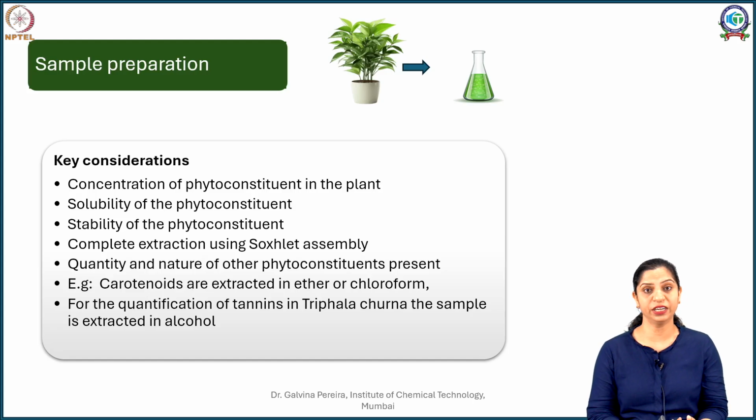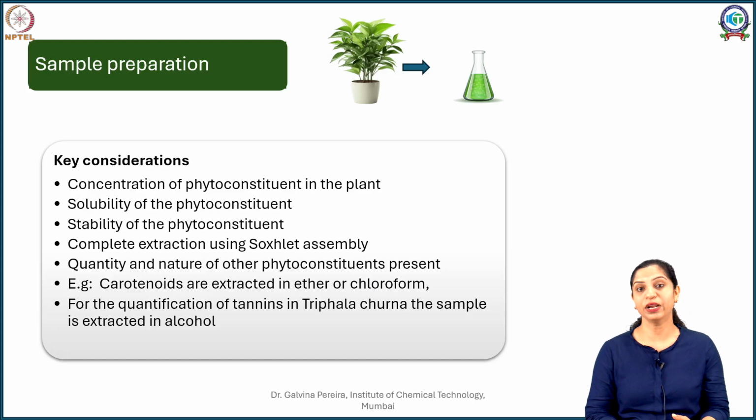The next thing that determines the sample extraction is the solubility. How much is the solubility in the given solvent? So we use what is called like dissolves like. If it is a polar compound such as tannin, I use alcohol. If it is a non-polar compound like your carotenoid, lycopene, we just saw, they are extensively lipophilic. You can use petroleum ether, chloroform or benzene and so on.